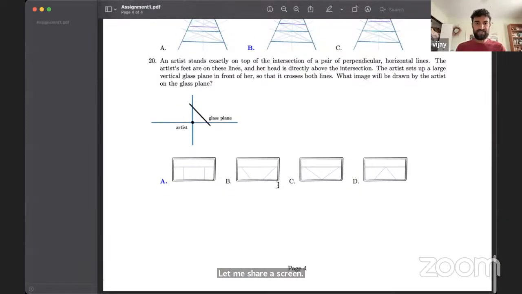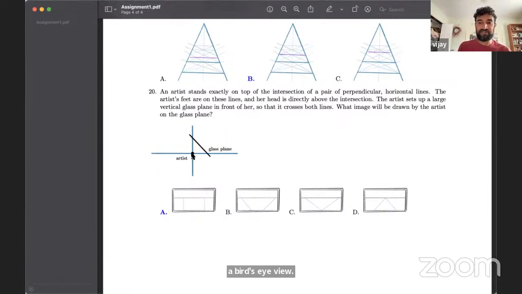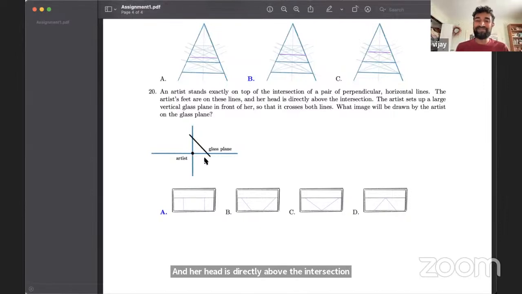Okay, so hopefully you can all see this question, number 20. It says that an artist stands exactly on top of the intersection of a pair of perpendicular horizontal lines. So in this picture here, we're seeing a bird's eye view. There are these perpendicular blue lines, and the artist is standing at the intersection of them. So the feet of the artist are on these lines, and her head is directly above the intersection, you can imagine. Actually, it doesn't matter where her feet are. The important thing is that her head is above the intersection.